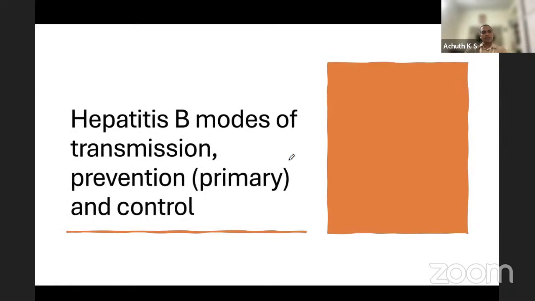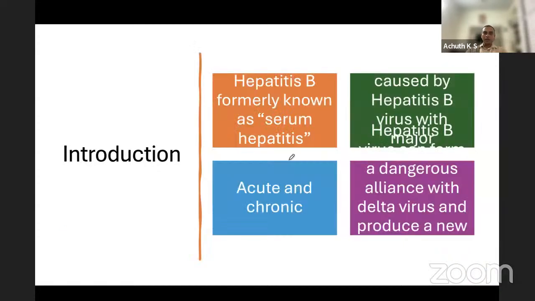Coming to the next, that is hepatitis B. What are the modes of transmission, prevention, primary and control? We'll write the introduction in every question. Hepatitis B, formerly known as serum hepatitis, is caused by hepatitis B virus. If it is combined with Delta virus, it is a major problem. It has 2 phases, that is an acute phase and a chronic phase.